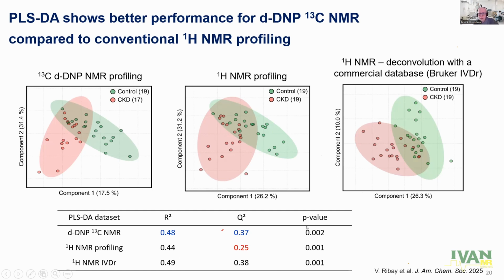It means that C13 hyperpolarized NMR at natural abundance has the potential to become a new elephant in the room in the field of metabolomics. We are not expecting it to replace conventional NMR metabolomics, of course, and also for other reasons that I will mention after, but I think it can be very complementary to proton NMR.